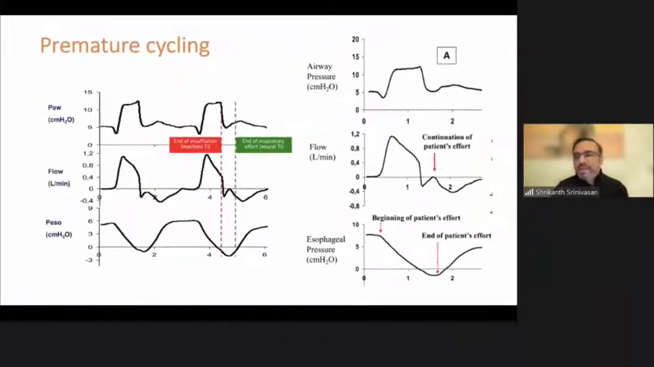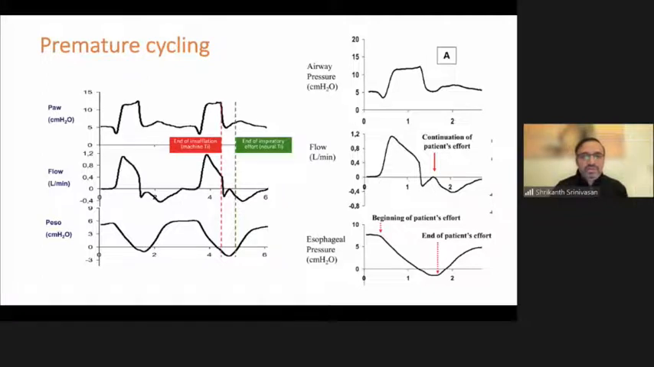Now coming to the cycling asynchronies. Now we're coming to the last part, the cycling asynchrony. So we talked about trigger, we talked about the flow asynchrony. We now talk about the cycling asynchrony. The cycling means basically transition from inspiratory to expiratory phase. And the asynchrony can occur because of two reasons: too long an inspiratory time or too short an inspiratory time.